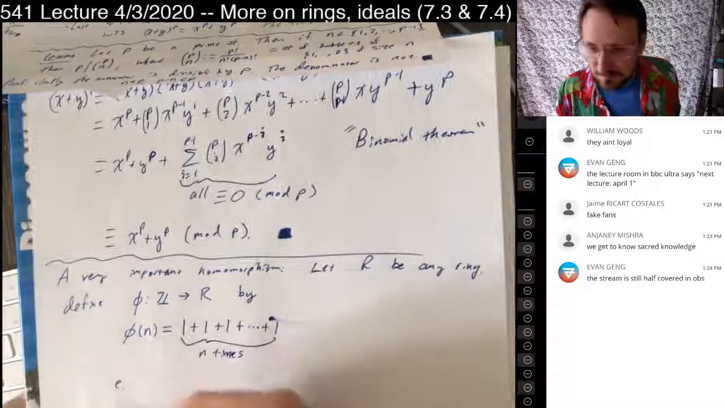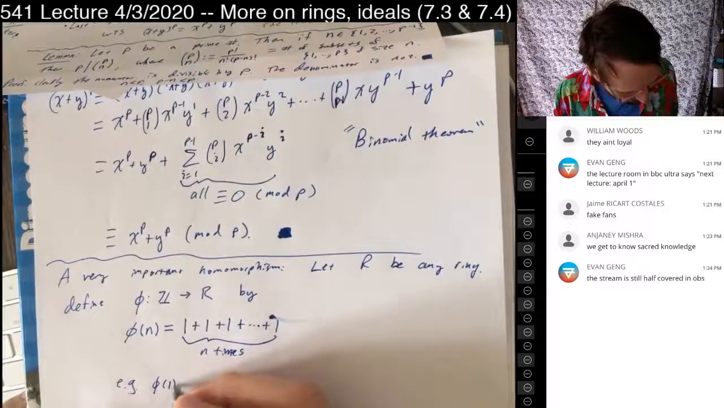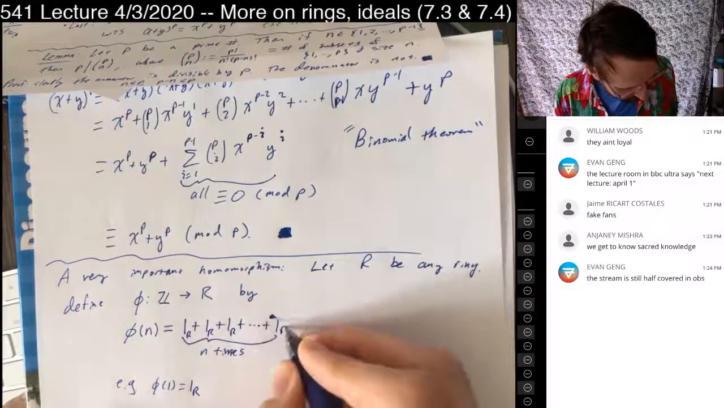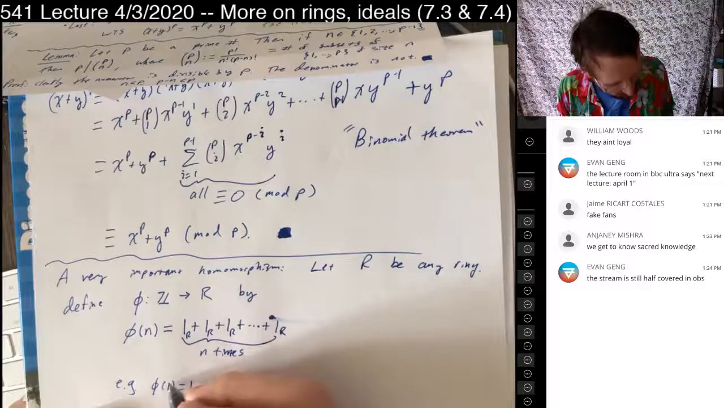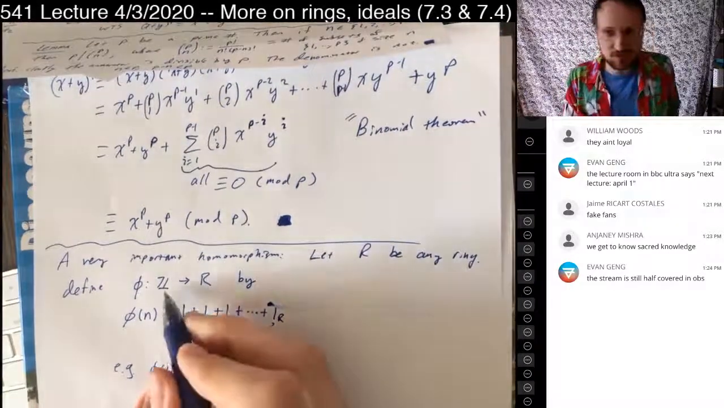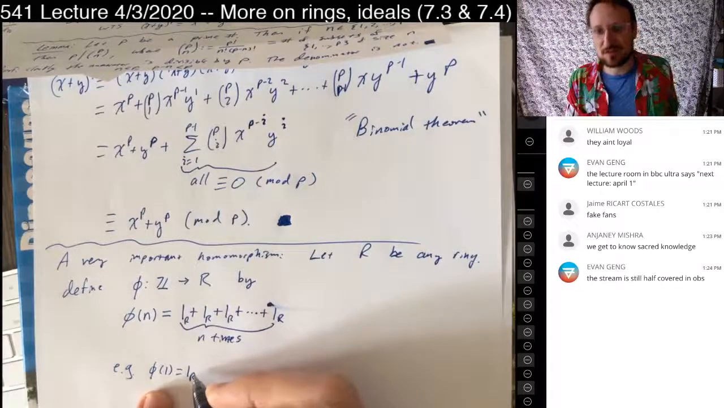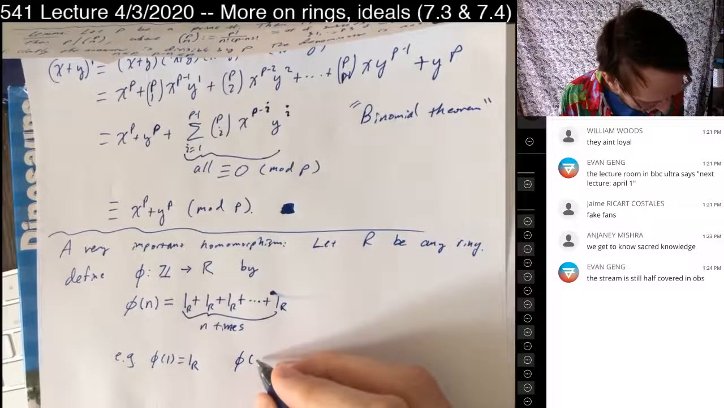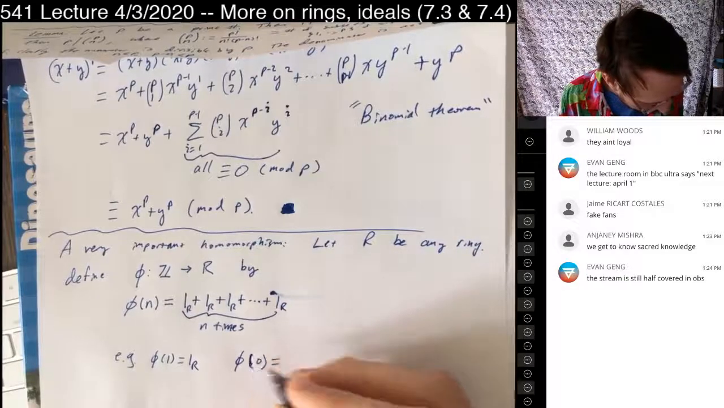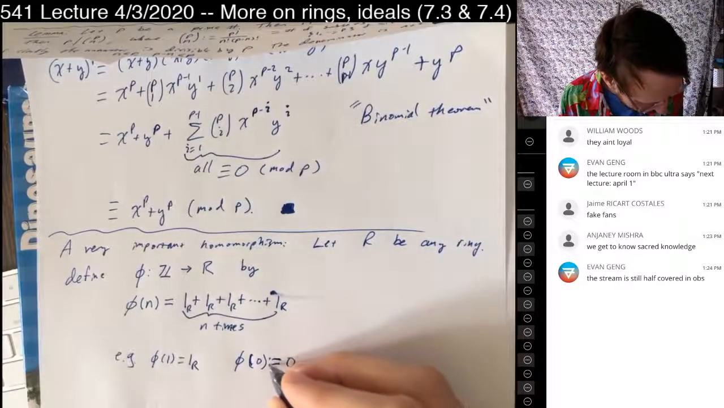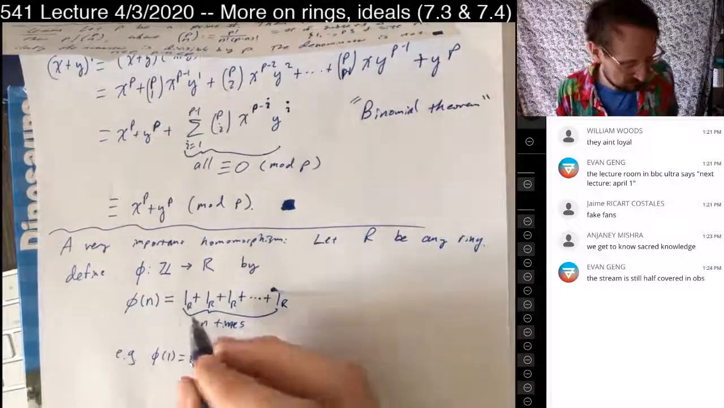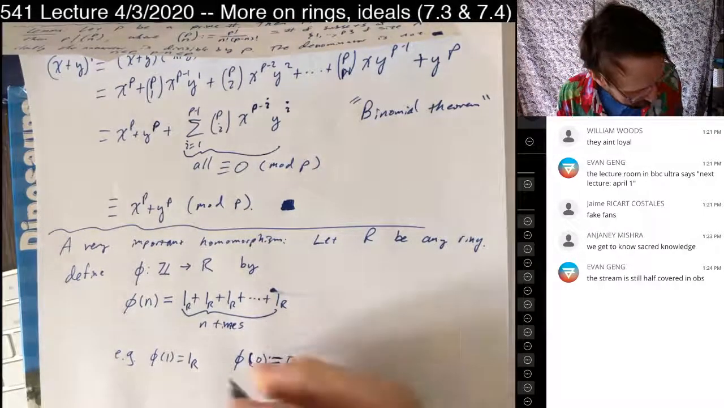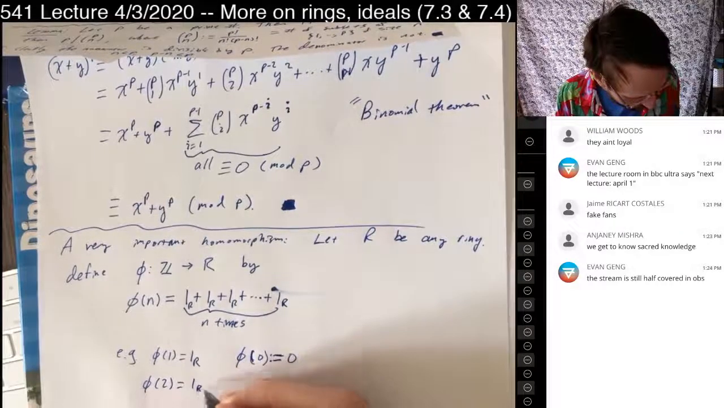So for example, phi of 1 is 1, this is 1_R. The inputs are just integers, literally. So this is the integer one, and the output is whatever the multiplicative identity is in the ring. Phi of 0 is defined to be zero. It's a sum with zero elements in it, which we usually take to be zero. Phi of 2 is 1_R plus 1_R.